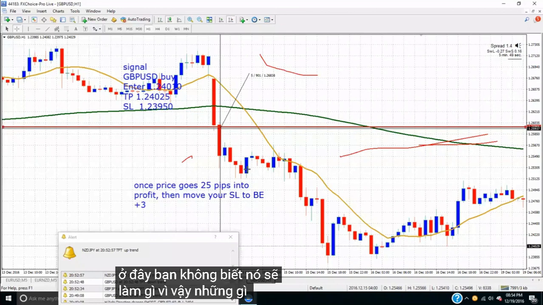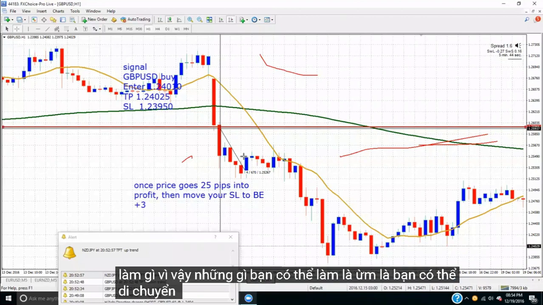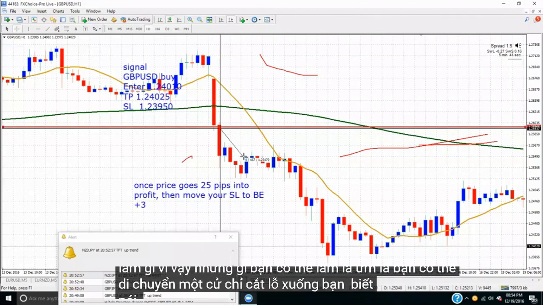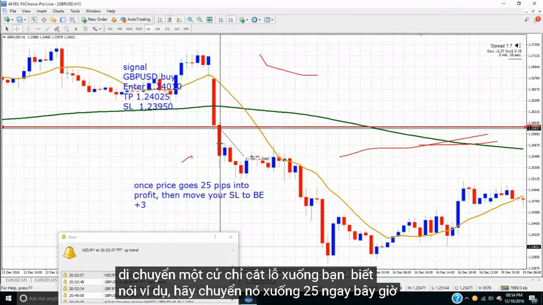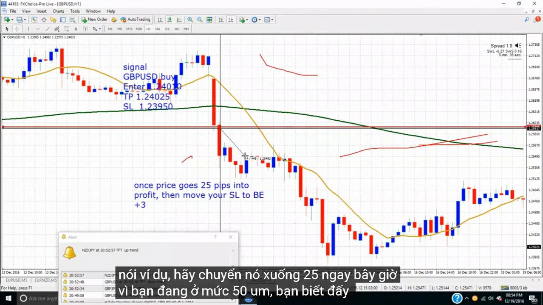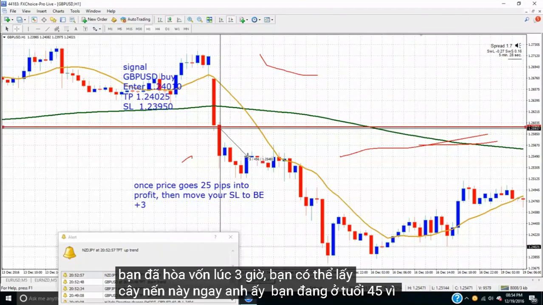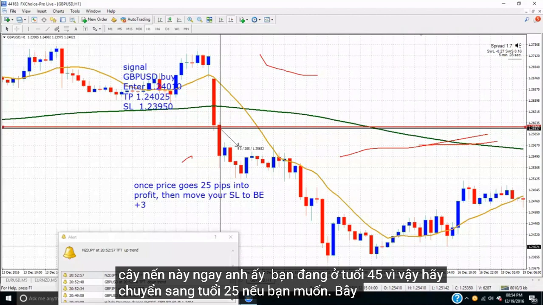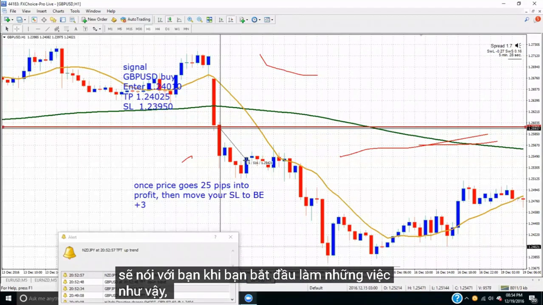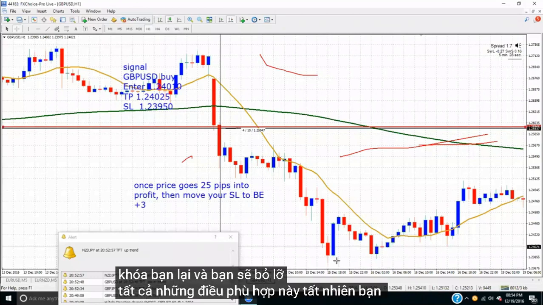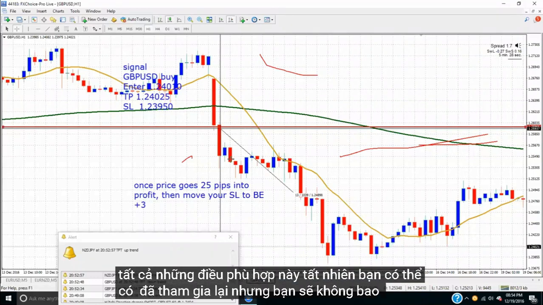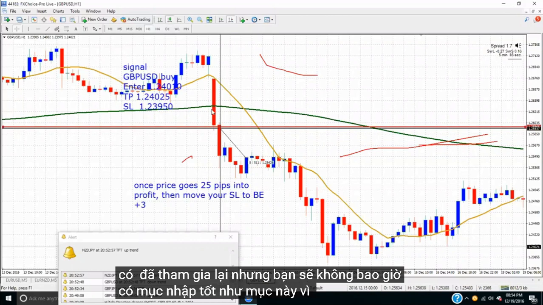So what you can do is you can adjust your stop loss down. Say for instance, move it down to 25 now because you're at 50. Because you broke even at 3. Now this candle right here is at 45, so move it into 25 if you want. Now I'm just going to tell you, when you start doing stuff like that, this can go up and just lock you out, and you would have missed all of these pips. Of course, you could have re-entered, but you're never going to have as good of an entry as this one.